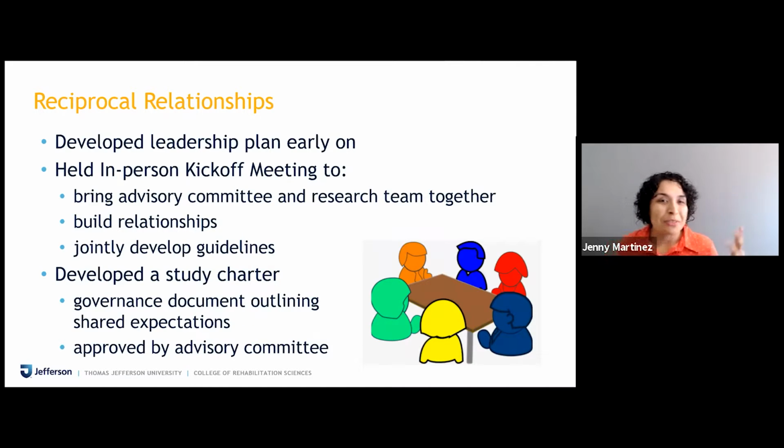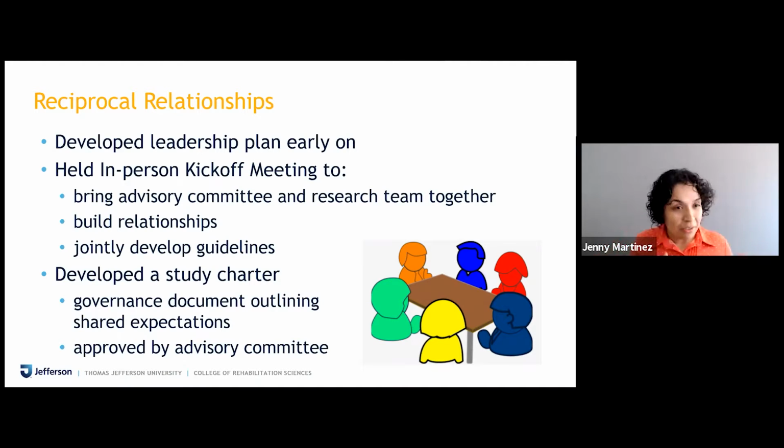So now going back to those engagement principles we talked about earlier. I'll first address reciprocal relationships, which involves clear roles and decision-making. In our case, we engaged our advisory committee early on to develop the application and conceptualize a preliminary plan. Part of this included an in-person kickoff meeting that was held at the beginning of our study, which brought the advisory committee and the research team together. As the research team, we felt strongly that this process would give us the opportunity to build relationships, help us jointly identify reasonable expectations, and form a culture of shared leadership, as well as give us a space to articulate clear guidelines for our collaboration.